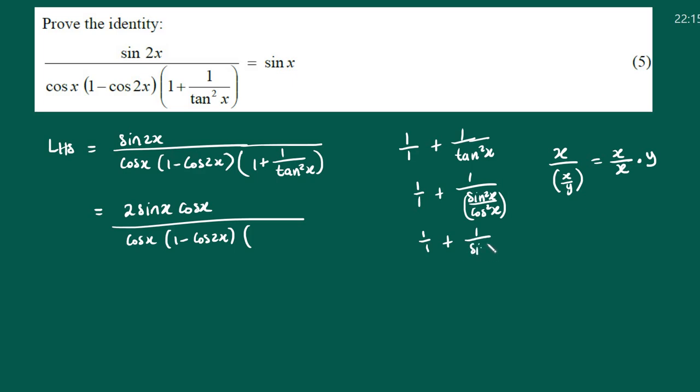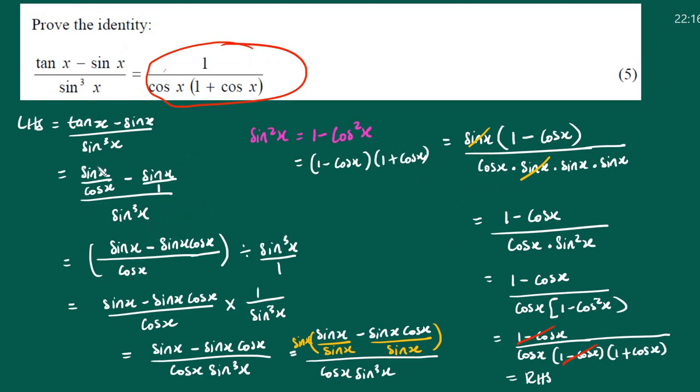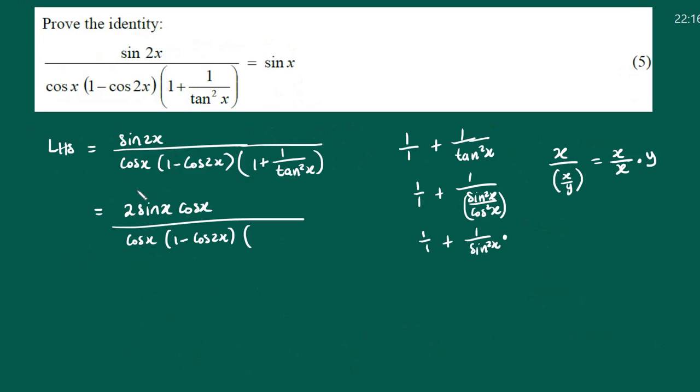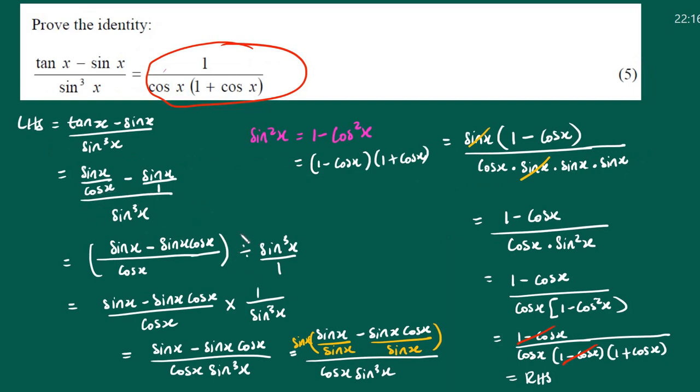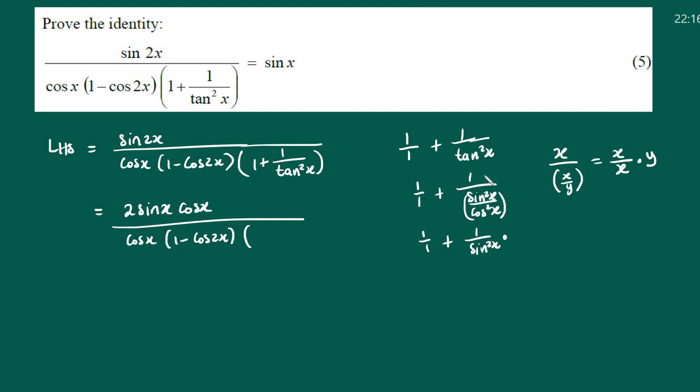You would say 1 over sine squared x multiply by the bottom fraction, but only if the denominator is the one which is a fraction, not if the numerator is a fraction. Because if the numerator is a fraction, then we have to change this sign into the normal division sign. But if our denominator is a fraction, we can say 1 over this first numerator multiply by the bottom denominator there.